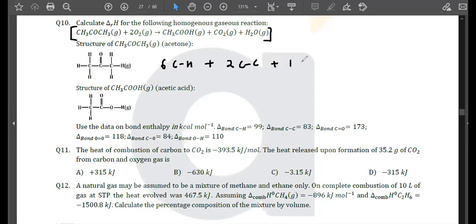1 CO bond plus 1 CO bond. Yes or no? Tell me. Yes or no? Yes, very good.